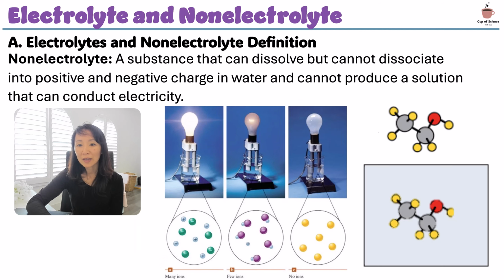A non-electrolyte can dissolve in the water, meaning that once you put it in, you can't see the solid substance. However, because they cannot dissociate into positive and negative charges in water, they can't produce a solution that can conduct electricity. This is an example. Here's ethanol going into the water. They don't dissociate, meaning it doesn't split apart into positive and negative charged counterparts, but rather it does dissolve. Something like this would be a molecular compound.